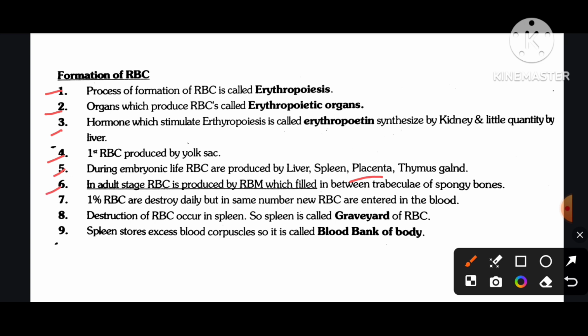In adult stage, RBC is produced by red bone marrow, which is filled in between trabeculae of spongy bones. 1% of RBCs are destroyed daily, but the same number of new RBCs enter the blood. Destruction of RBC occurs in the spleen, so the spleen is called the graveyard of RBC. Spleen stores excess blood corpuscles, so it is called the blood bank of the body.